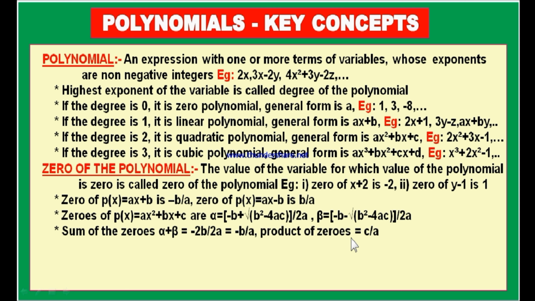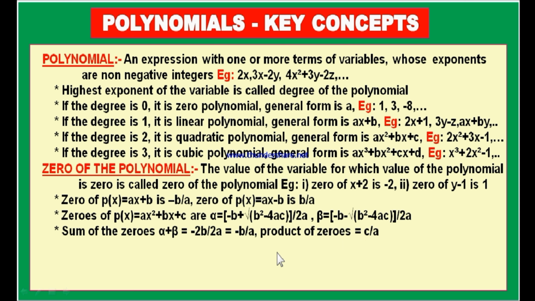And the product of the zeros formula is c by a. If we take both these alpha and beta, find the product and simplify, you will get this formula c by a. Understood? Then the sum of the zeros of a quadratic polynomial alpha plus beta is equal to minus b by a. And the product of the zeros of a quadratic polynomial is c by a.